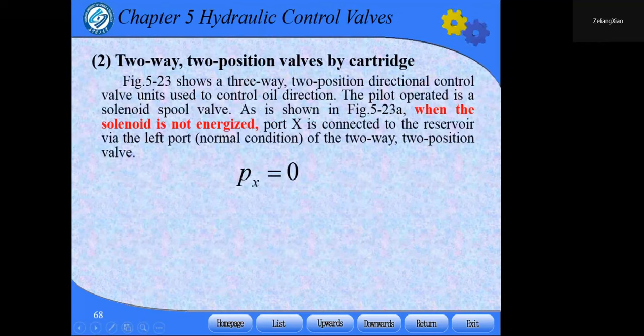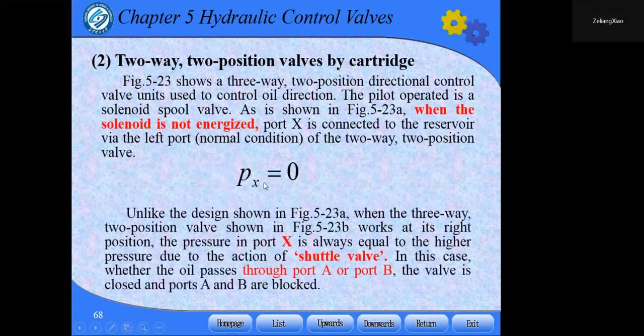Two position valves by cartridge. Figure 5Q23 shows us the two position direction control valve units to control the oil direction. The pilot operated is a solenoid spool valve shown in figure 5Q23A. When the solenoid is not energized, it's a low electricity. Port X is connected to the reservoir, the left port of the two position valve. Therefore, since it connects to the reservoir, the pressure is zero.